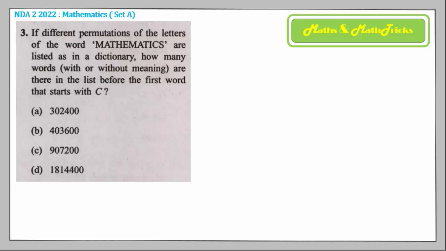In this question you are asked, if different permutations of the letters of the word mathematics, which comprises 11 letters, are listed as in the dictionary, how many words with or without meaning are there in the list before the first word that starts with C.